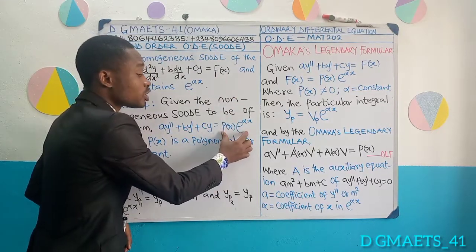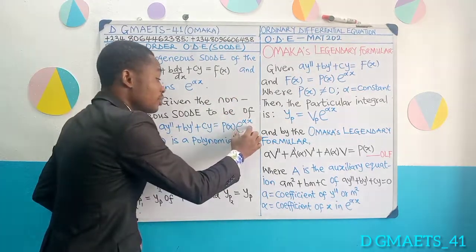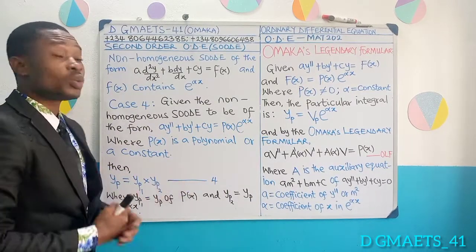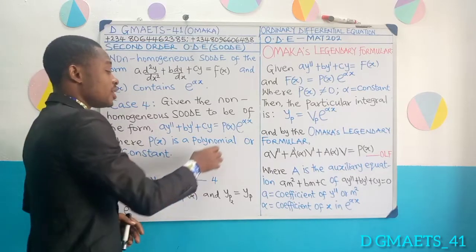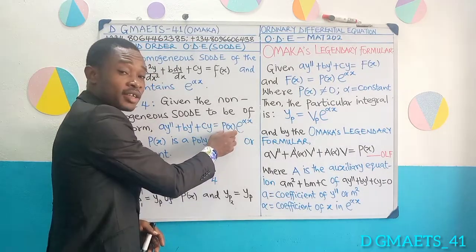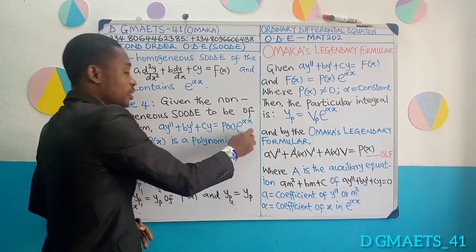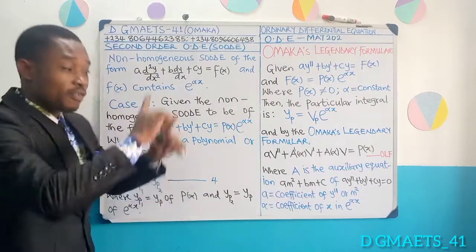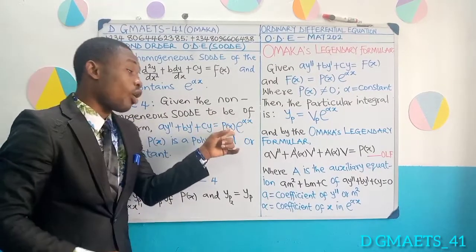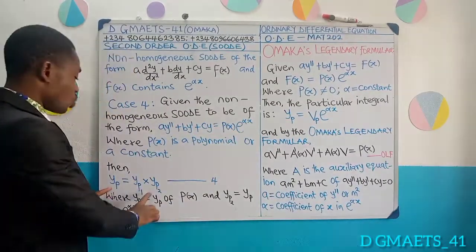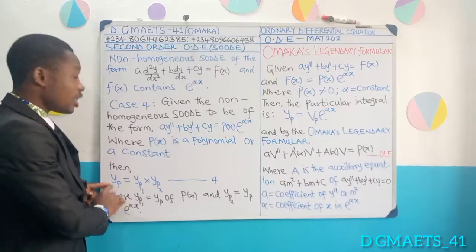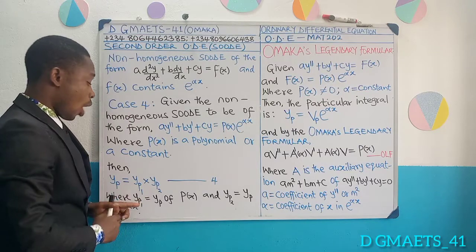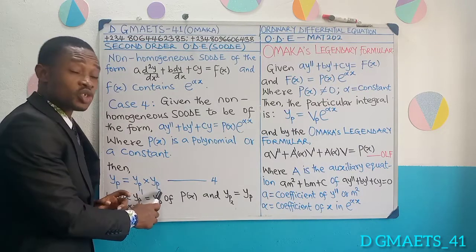When you have two functions being multiplied, where one of them is an exponential function. Is that okay? So this is what we do. We have to get the particular integral of this p of x. We have to get the particular integral of this exponential term, and then we multiply both of them to give us the general particular integral of this f of x. That is what I showed by equation 4 here, that the particular integral of our f of x in this case is equal to y sub p sub 1 times y sub p sub 2.